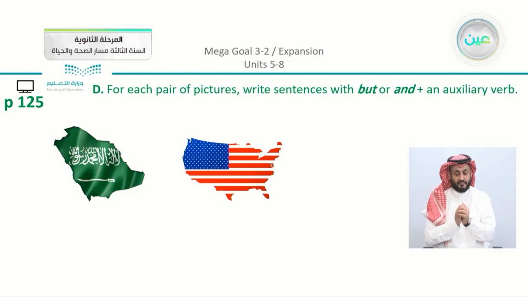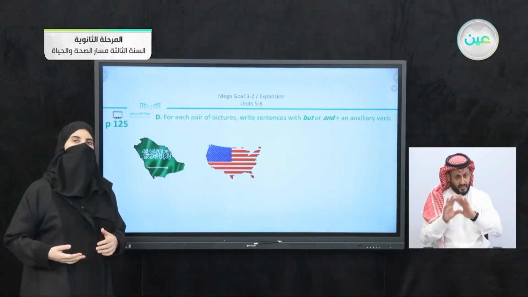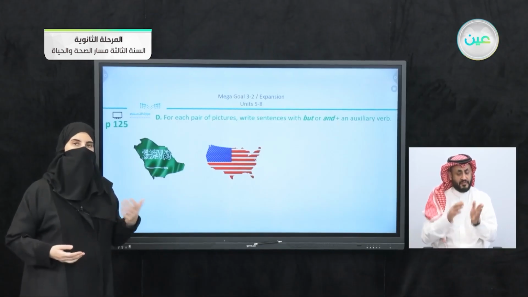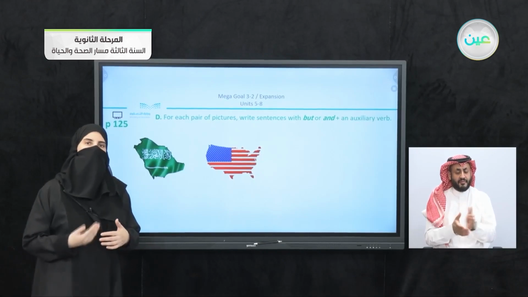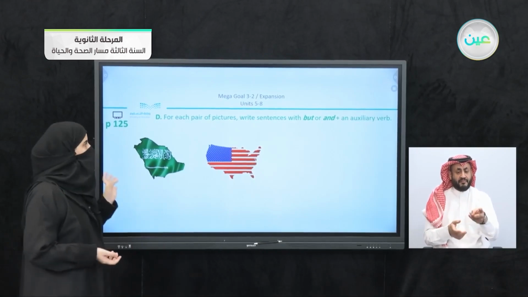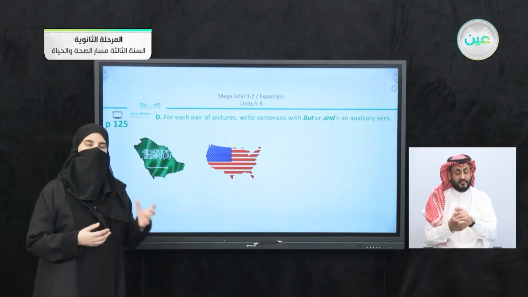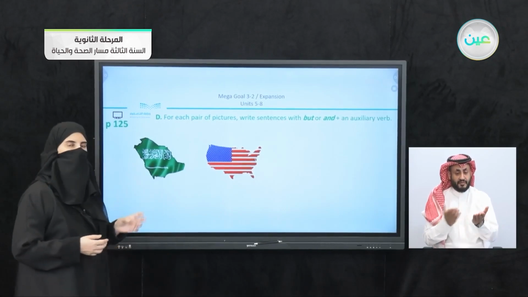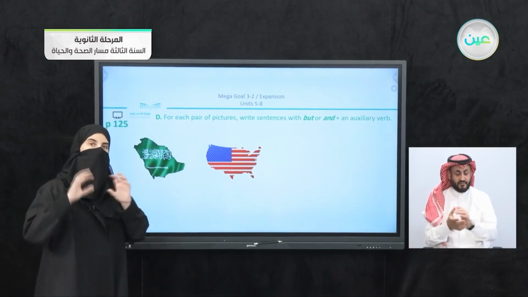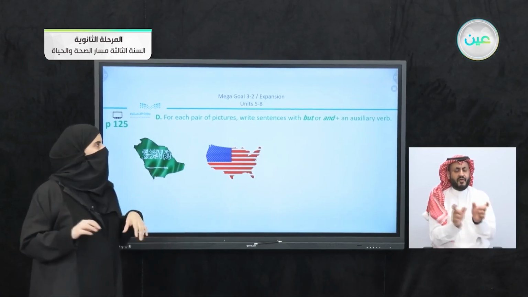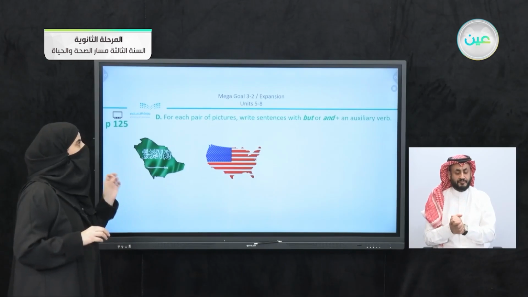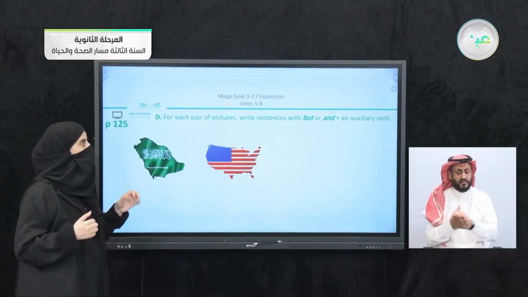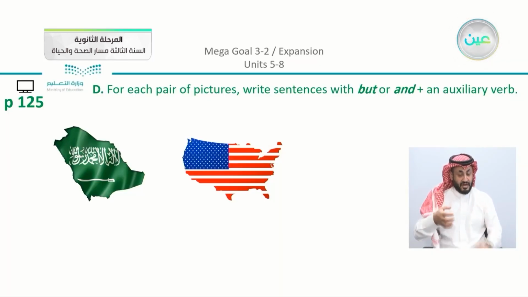Now we have revised the conjunctions. We have also revised using verbs with gerunds and infinitives. We are going to move on to something different here. We have a very enjoyable exercise here. Now, for each pair of pictures, you can see in the book that you have different pairs of pictures. Now, for each pair of pictures, write sentences with but, or, and with an auxiliary verb.